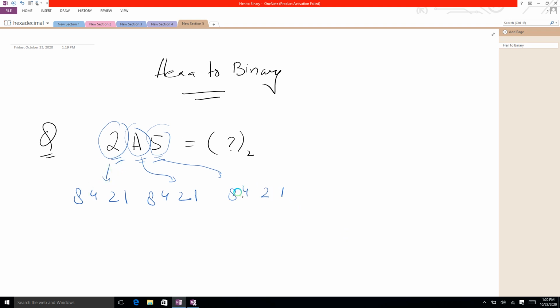Now here we have to create 5, okay. So how will we create 5? If we add 4 and 1 it will give you 5. The rest of the bits are going to be off. Here A means 10, so I'll turn on this 8 and 2, which will give me 10. The rest are going to be 0. So for 2, only this is going to be on, the rest are going to be 0. So this is the binary value of the hexadecimal. I hope this is clear. This is a very easy and simple way.